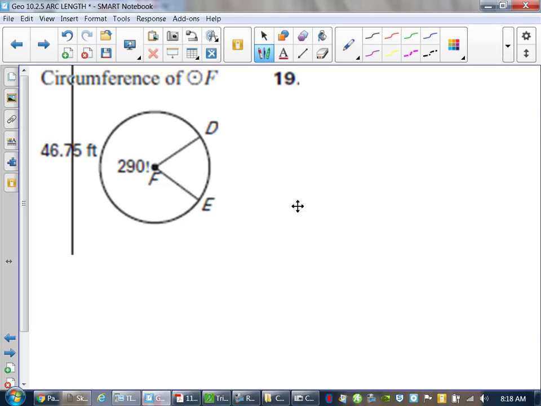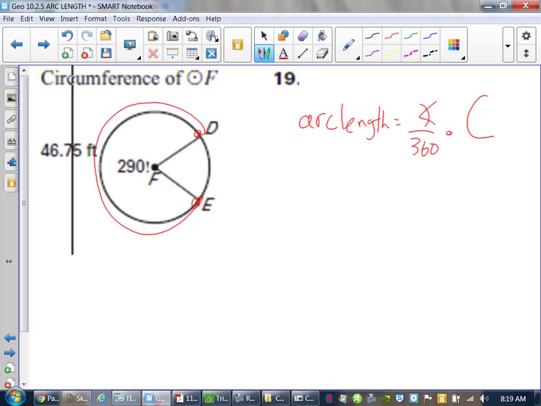Okay? So you've got an arc length of 46.75 going from here to here. And you have your central angle of, as we all yell, 290. It's not. Okay? And they're asking you to find the circumference. So what I would do first is write down arc length in terms of the circumference. So your arc length is angle over 360 times your circumference. In this case, your arc length is 46.75.